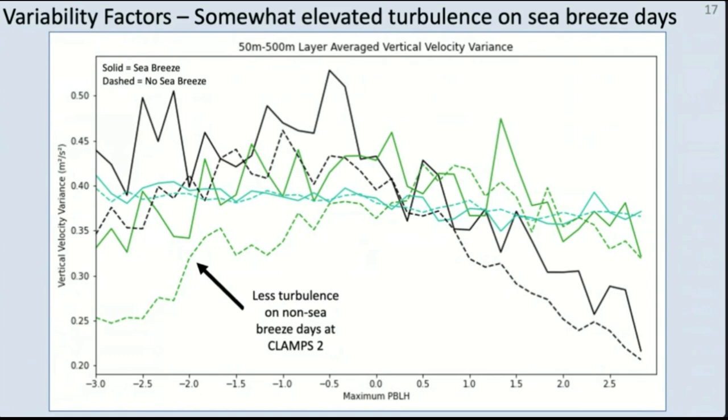So we will look at it here. This is a 6-hour time series, 3 hours before and 3 hours after our maximum PBL heights. This one is specifically for our vertical velocity variance averaged over a deeper layer from 50 to 500 meters. Here, we can see some slight changes between the sea breeze versus non-sea breeze cases, with a little bit of enhanced and elevated turbulence on the sea breeze cases, particularly at CLAMPS 2, compared to the non-sea breeze cases.